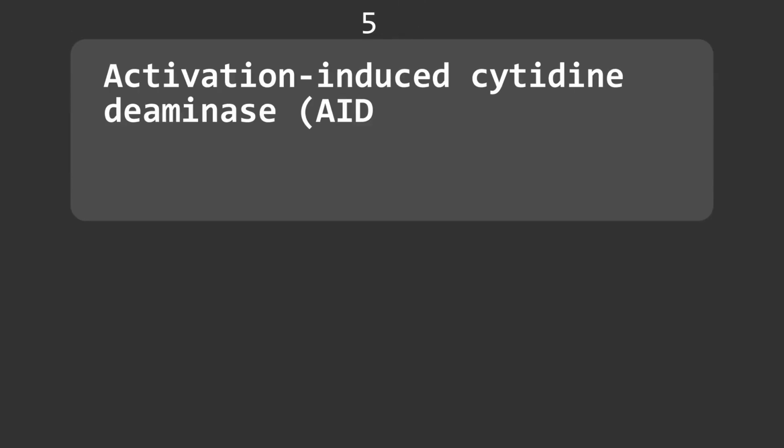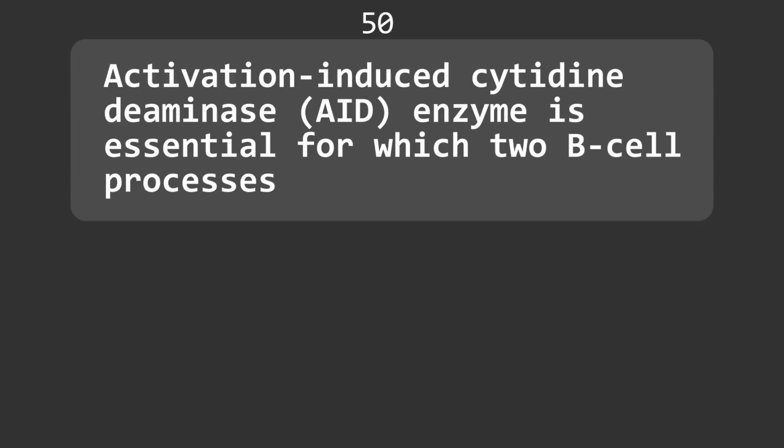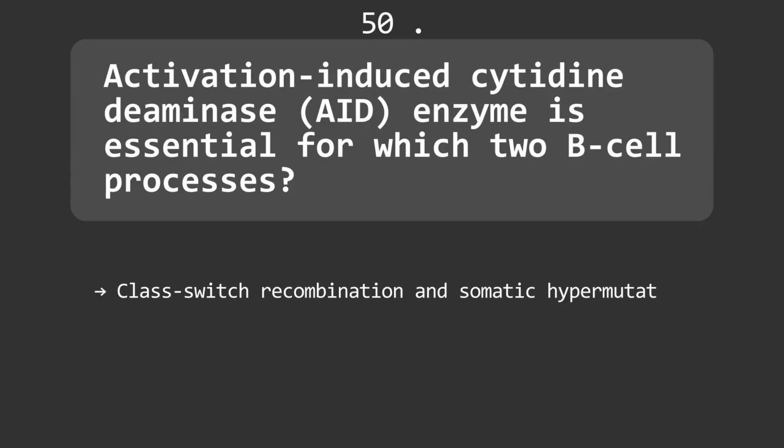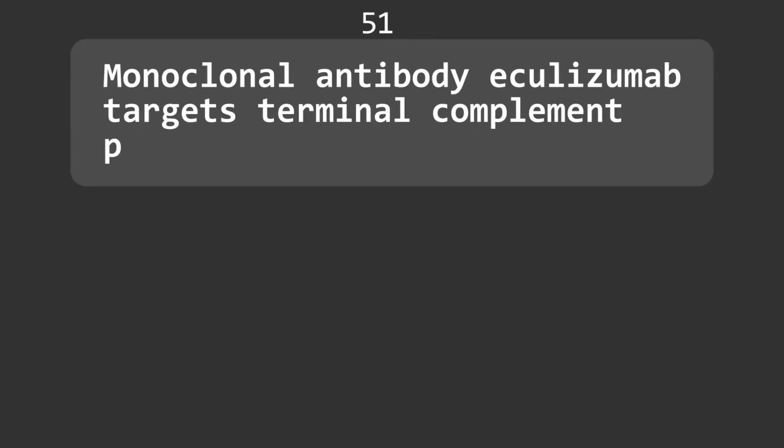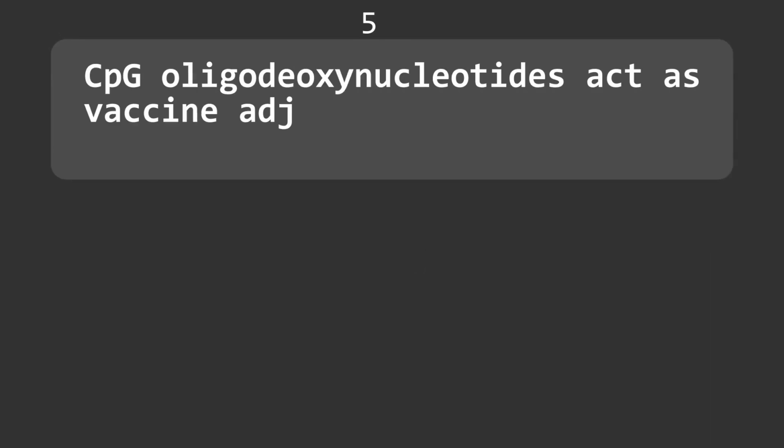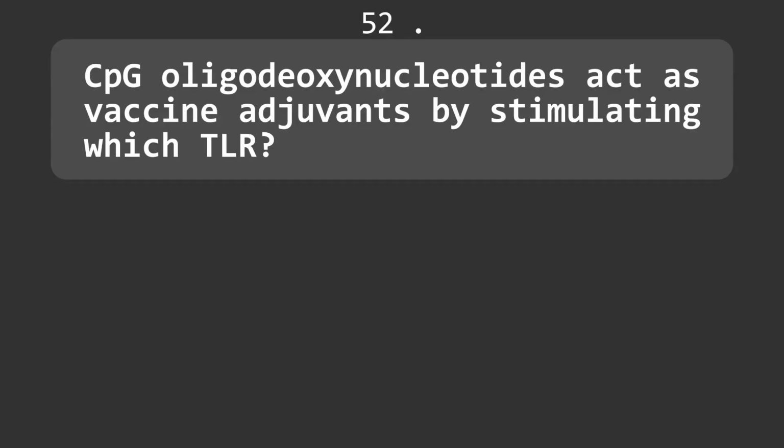Activation-induced cytidine deaminase (AID) enzyme is essential for which two B-cell processes? Class switch recombination and somatic hypermutation. Monoclonal antibody eculizumab targets terminal complement protein C5. NEET-PG: oligodeoxynucleotides act as vaccine adjuvants by stimulating which TLR?